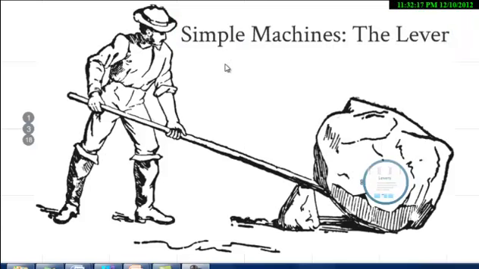Hello everyone, and welcome to part 2 of our Simple Machines the Lever lecture. In part 2, we're going to talk about calculations. In other words, how can we use math to predict the amount of force or the amount of distance that are going to be put out by our lever.